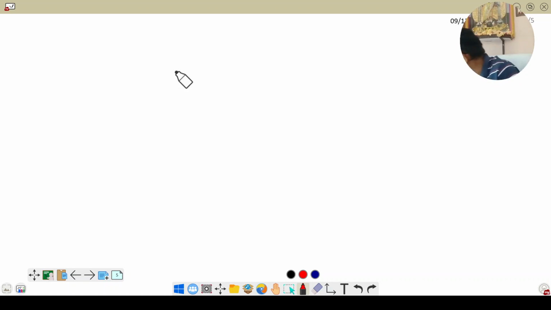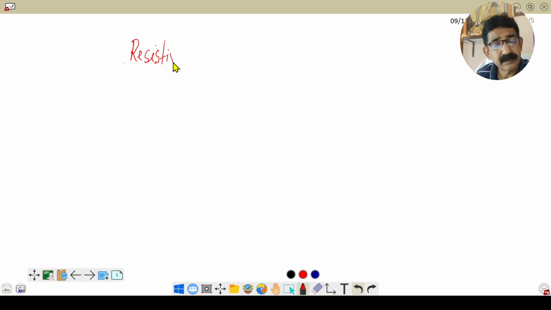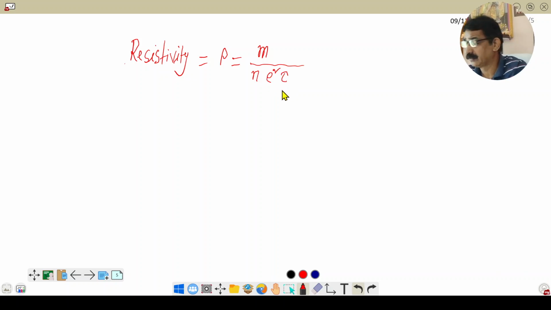In the previous lecture, an important result was the expression for resistivity from the microscopic point of view: rho is equal to m by n e square tau.